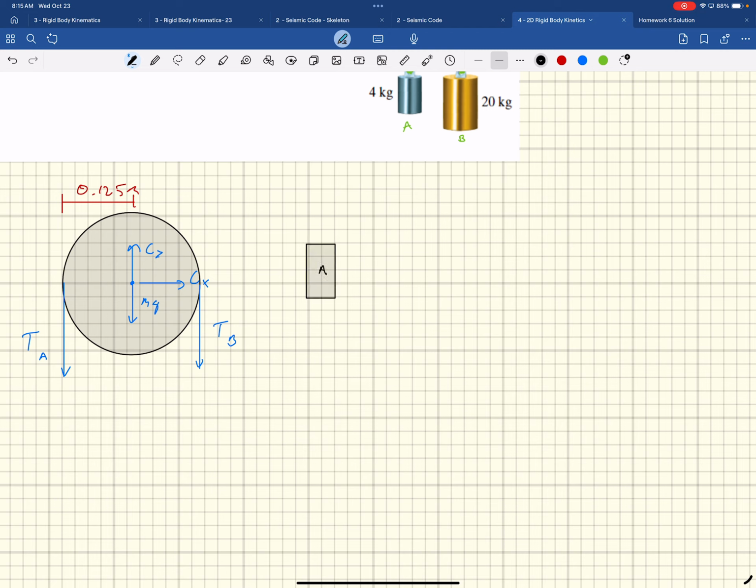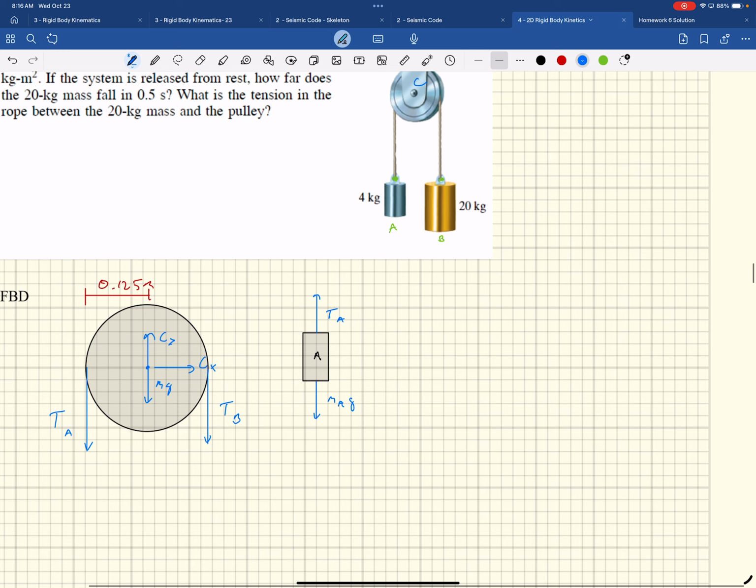A. And I say, well, what's acting on A? Well, we got gravity acting on A: mass A times gravity, and this one is going to have TA pulling up on it. Those will be the same, right? So I'm pulling down and pulling up, and so they're equal and opposite there.